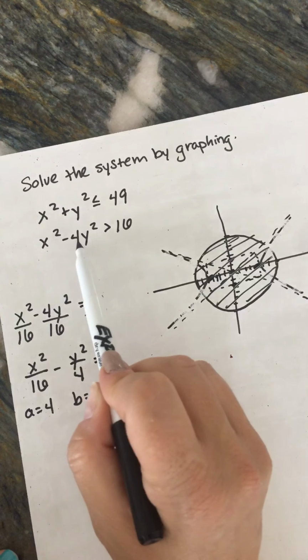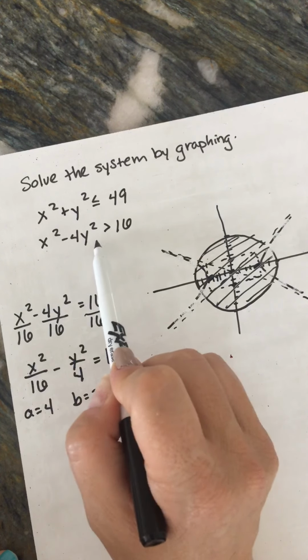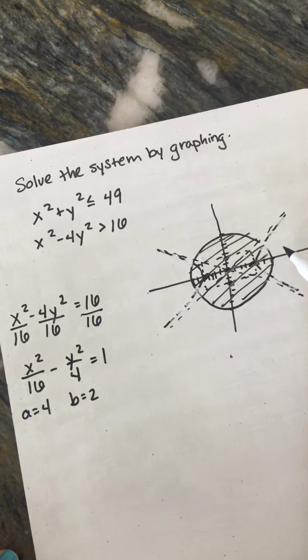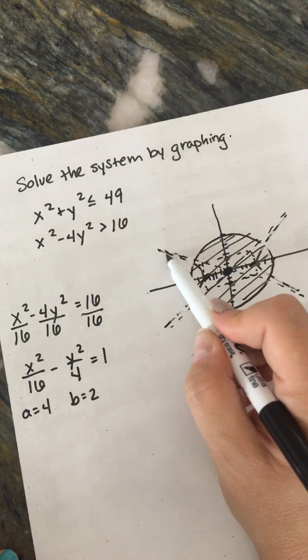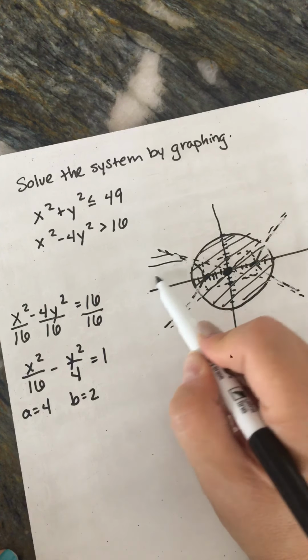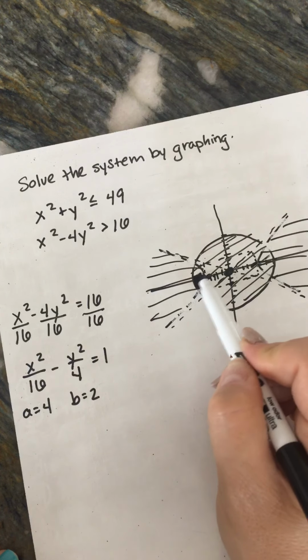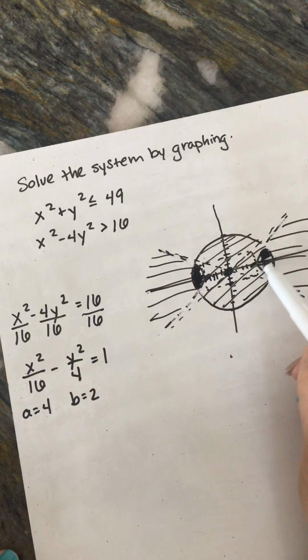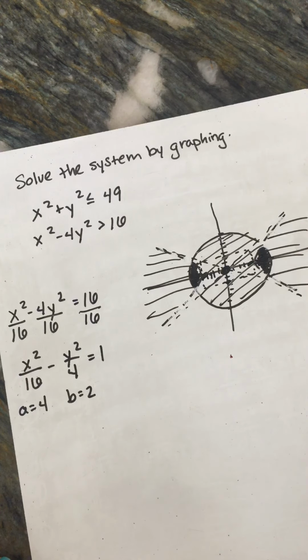And then we'll test with the hyperbola, (0, 0) again. So 0 minus 0 greater than 16. Is 0 greater than 16? No, that's not true. So here's where (0, 0) is located. We're not going to shade that part. We're going to shade this part of the hyperbola. But really what we're concerned about is where do these shadings overlap? And they overlap in these funny little shapes between the circle and the hyperbola. And so that would be your solution region for the system of inequalities. So there you go.